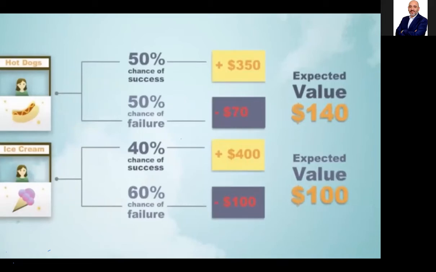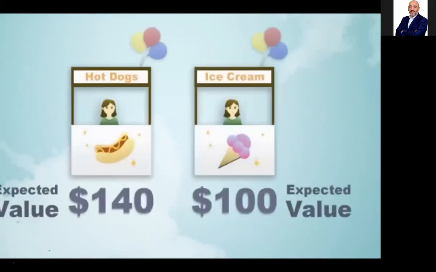So for the hot dog stand, 50% success times $350 plus 50% failure times negative $70 equals an expected value of $140. And for the ice cream stand, 40% success times $400 plus 60% failure times negative $100 equals an expected value of $100. Now which one should you choose? You want the option with the highest probability of a good financial outcome. Both options have risks, but one of these options has a better chance in spite of those risks. That option is the one with the highest expected value. In this case, the hot dog stand.